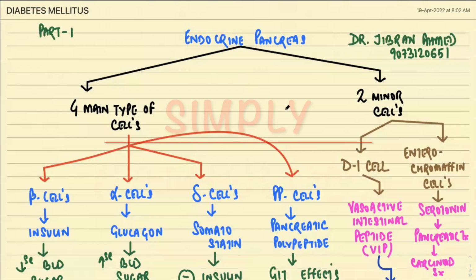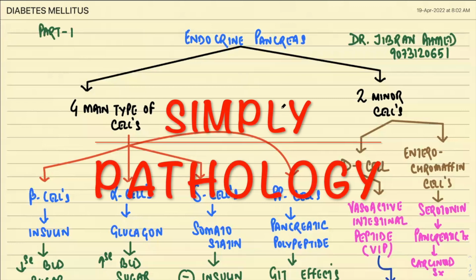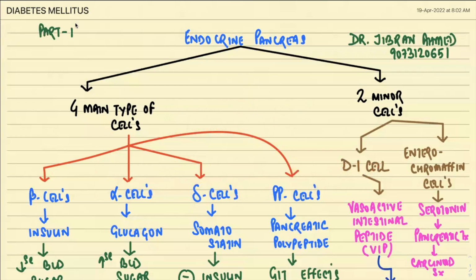So good evening, everyone. Today we are going to start with diabetes mellitus, and we are going to read part 1 of diabetes mellitus. First we have to understand certain basic aspects, then only we will be able to understand diabetes mellitus in detail. So very importantly, the endocrine pancreas. The pancreas has two parts: one is the exocrine part, one is the endocrine part. Today what we are going to read mainly deals with the endocrine pancreas.